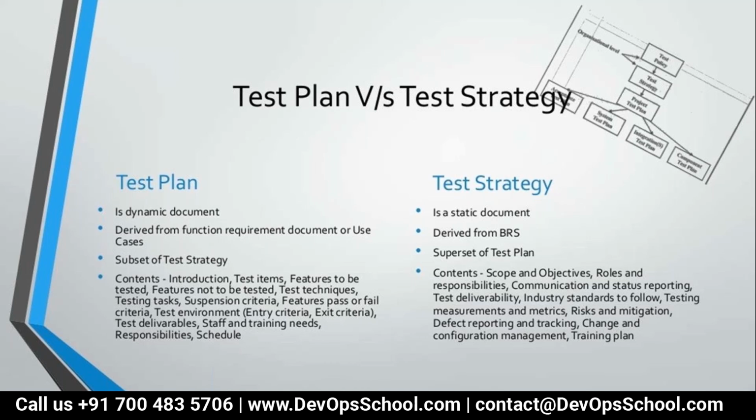The subset is what? Smaller than the superset, right? So superset of test plan means what? This is a test plan and this is a test strategy. Test strategy is a superset of test plan. It means inside the test strategy, the test plan is there. Clear?